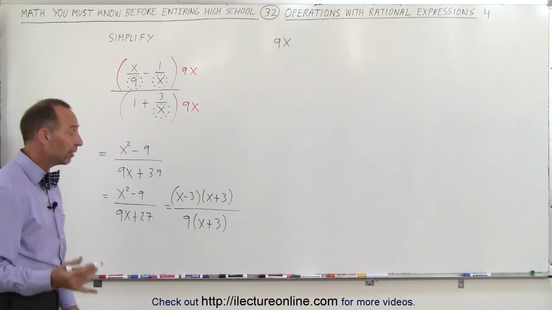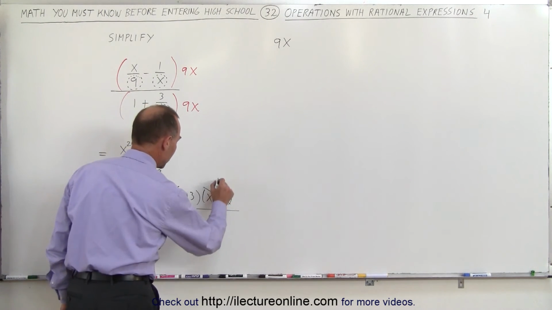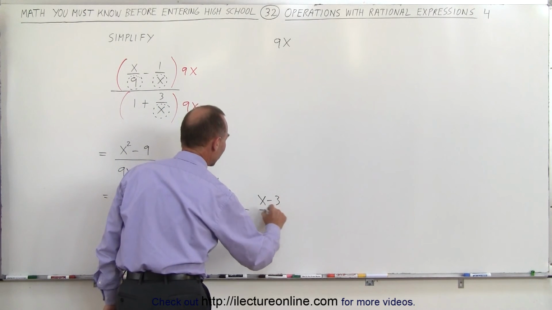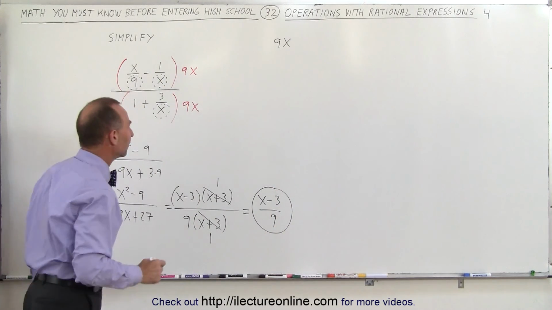And now we can have some fun. We can simplify by canceling out. Here we have the x plus 3 and the x plus 3, and we're left with x minus 3 divided by 9. And this is the simplified form of this original fraction.